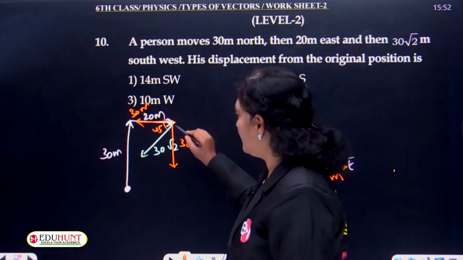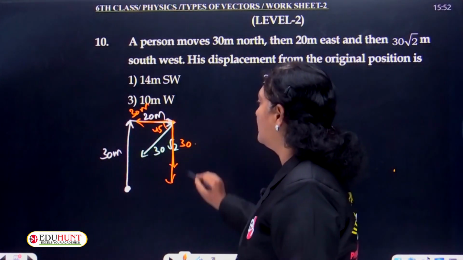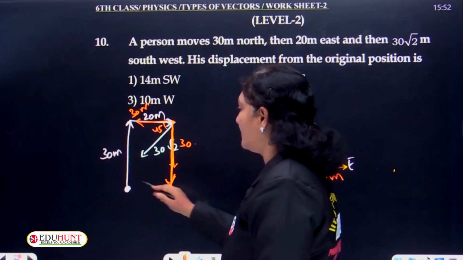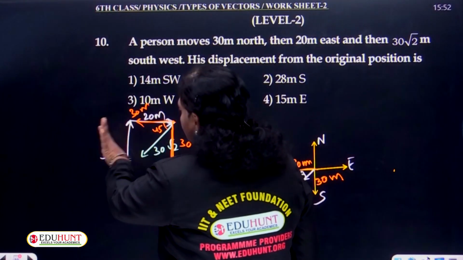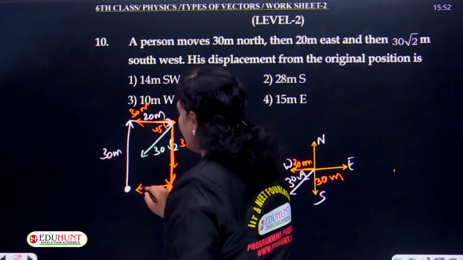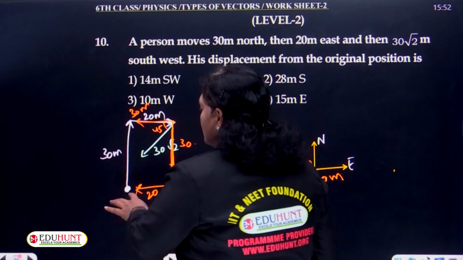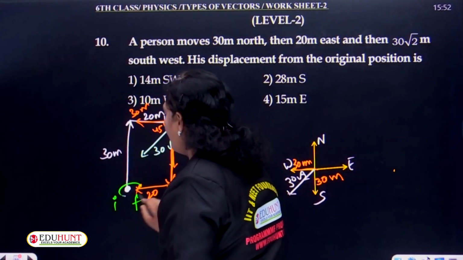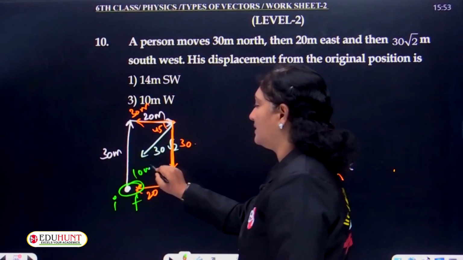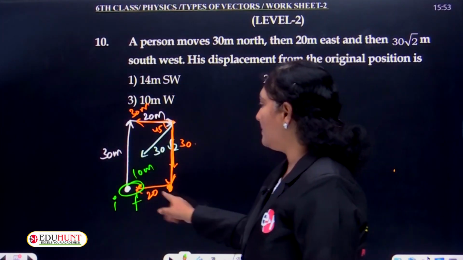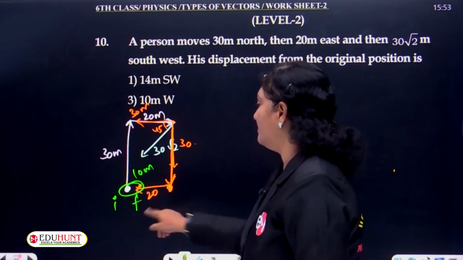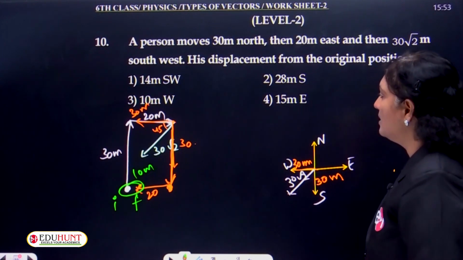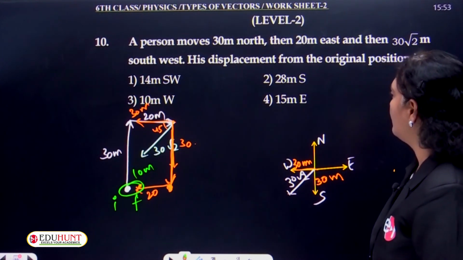So what is the displacement? Now 20 meters here means the final position of the person is here. This is the initial position and here is your final position. How much is the gap, children? It is 10 meters. He was 10 meters away from the initial position towards east. So where is the correct option? 10 meters east.